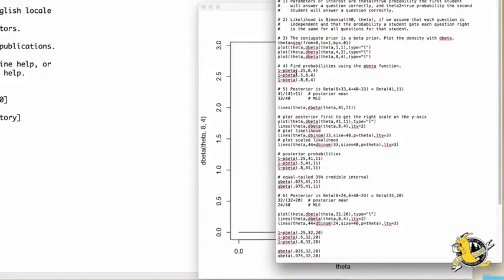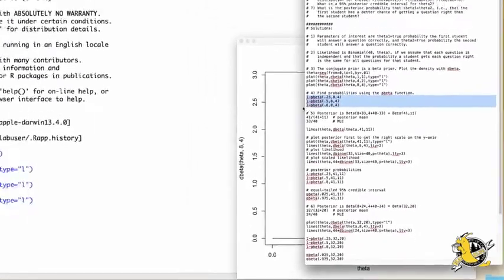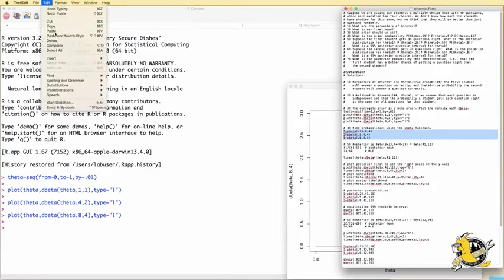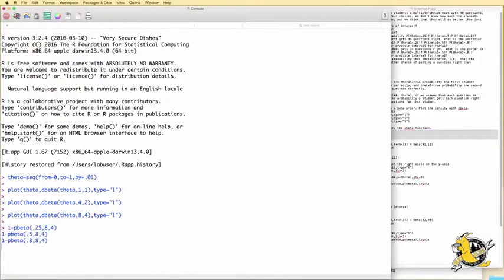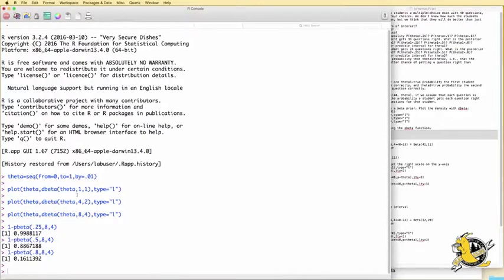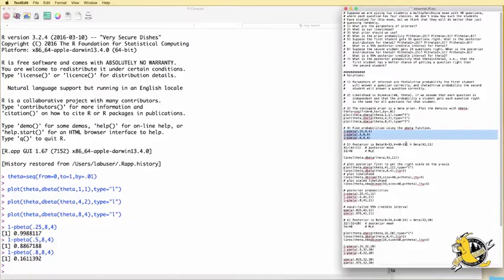We can now ask, what are the prior probabilities that the parameter will be bigger than 1/4, 1/2, or 0.8? We can use the p-beta function. P-beta gives us the cumulative distribution function for the beta distribution. That's the probability it's less than or equal to that value. So because we're asking the probability it's greater than, we'll take 1 minus the p-beta function. We can see the probability it's greater than 0.25 is 0.9988, almost 1. The probability it's greater than 1/2 is 0.887. The probability it's greater than 0.8 is 0.16. Okay, those are prior probabilities.